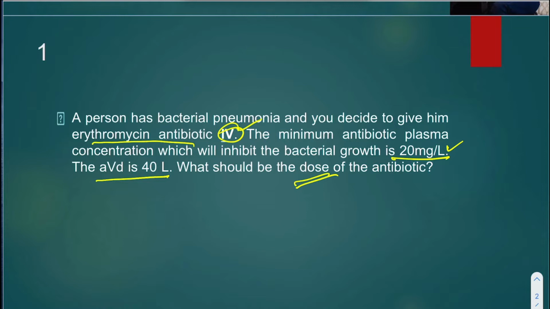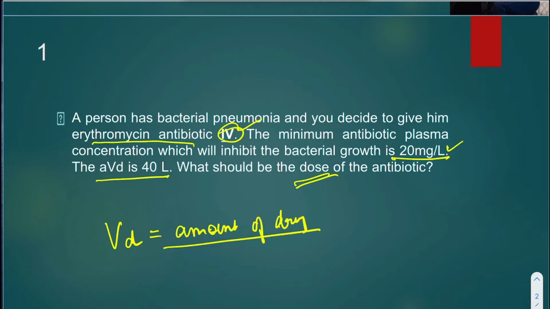So what we have to do here is simply apply the formula for volume of distribution. Volume of distribution is equal to the amount of drug we give by the IV route, divided by the plasma concentration. That's why we say volume of distribution and plasma concentration are inversely proportional: when the volume of distribution is more, the concentration in the plasma is less, so it has an inverse relation.